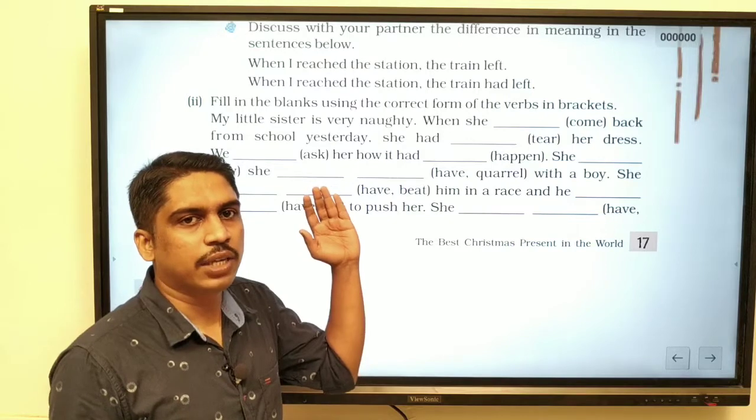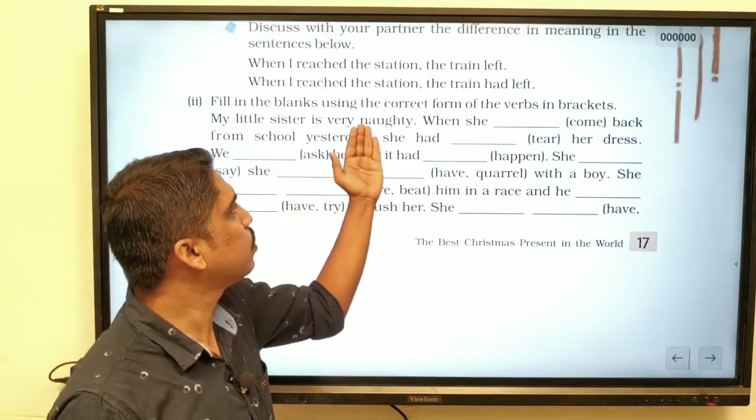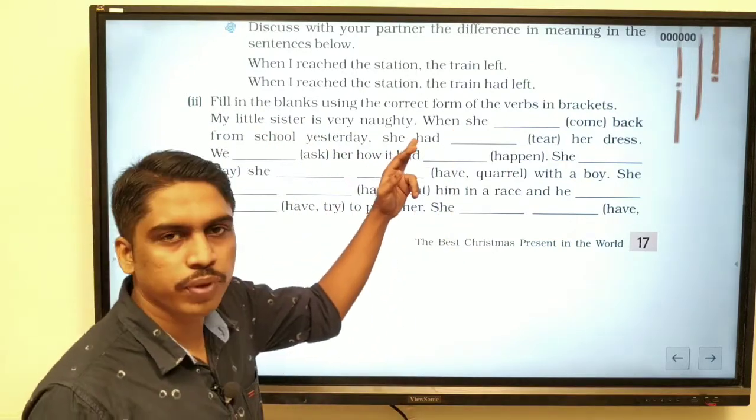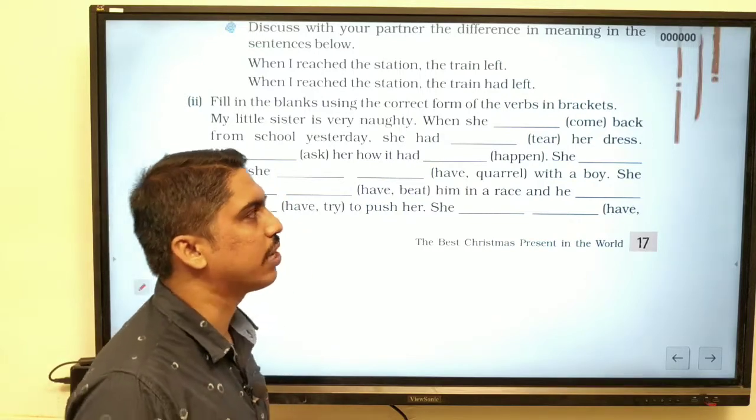Now, the next activity is very simple. You can do it yourself. Fill in the blanks using the correct form of verbs in the brackets. My little sister is very naughty. When she dash back from school yesterday.